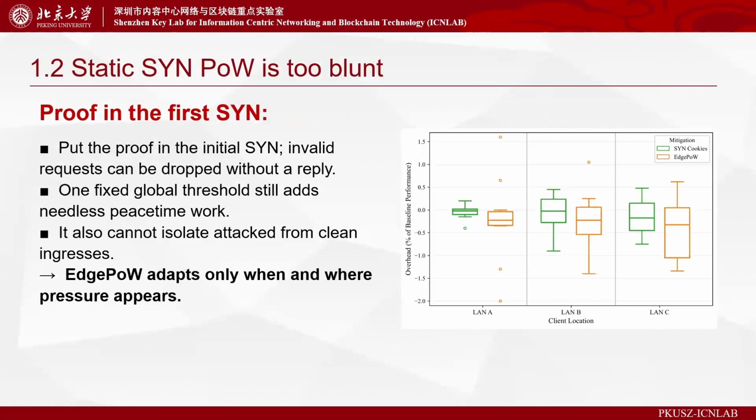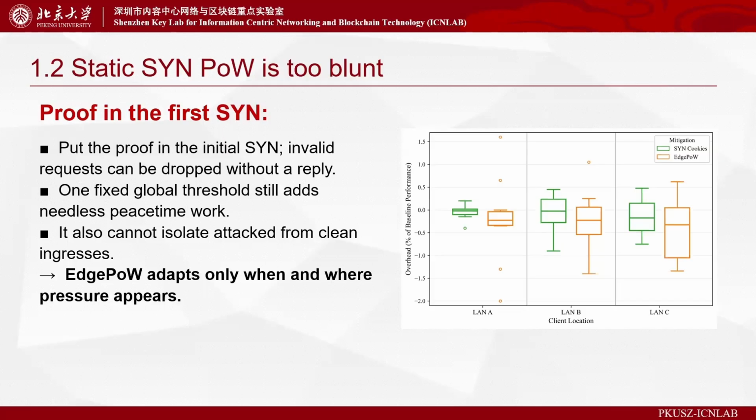Proof of work changes the asymmetry. A legitimate client pays a small cost for an occasional connection, while a high-rate attacker must repeat the computation for every SYN. Interactive client puzzles, however, still require the server to transmit a challenge. Non-interactive SYN PoW removes that reply by placing the proof in the first SYN, so an invalid packet can be dropped silently inside the network.